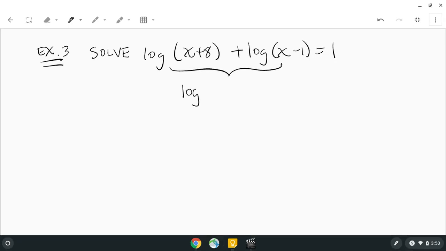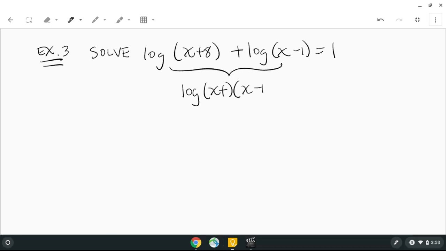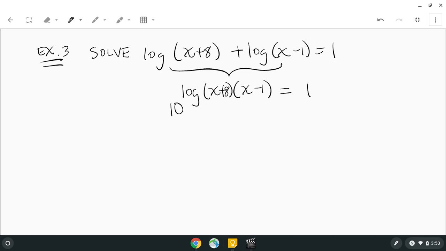So log, and since we have a sum, then we're going to have a product, equals 1. Now, if it was subtraction, then we would have division: x plus 8 over x minus 1, had it been subtraction. So when it's addition, you can condense it to a single log of a product. Now we have the log term all by itself, so now I can base both sides. Again, no base is base 10, so I'm going to use 10.